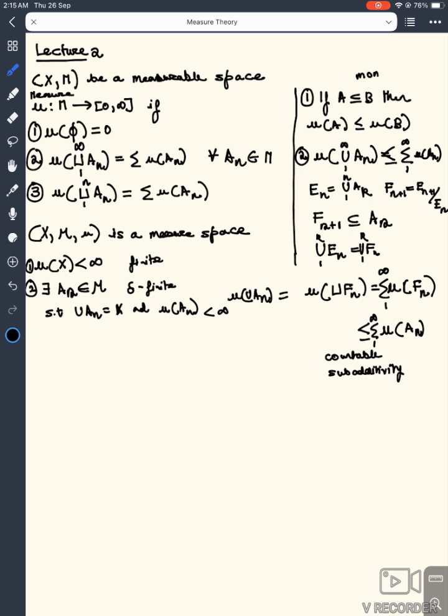This is called countable subadditivity, and this is called monotonicity. This is called countable additivity, and this will just be language for us from now on in the lectures, and this is called finite additivity.